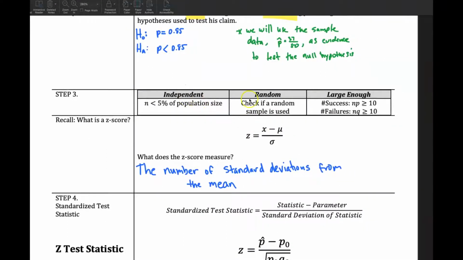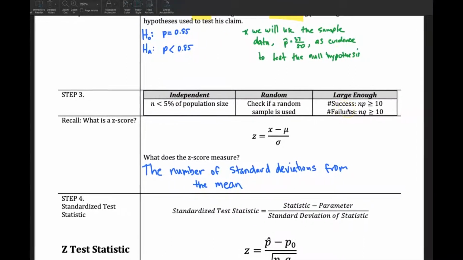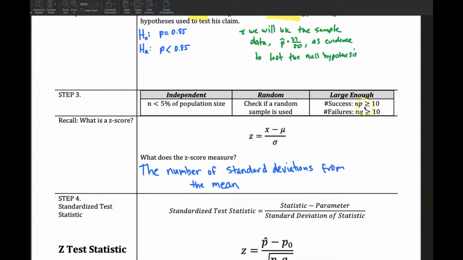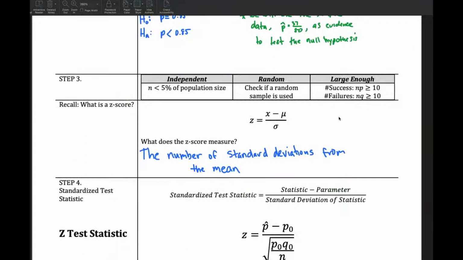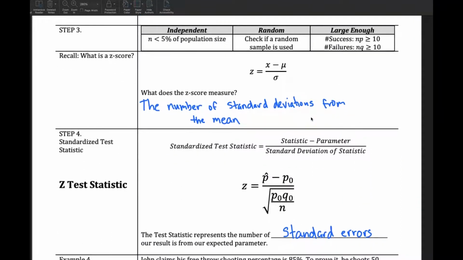The IRL. Is the sample independent? Does it come from a random process? And is it large enough, using again this idea of counting successes and failures, because we're talking about a proportion. So that's step 3 of a hypothesis test. After that, we collect sample data and then we measure a z-score.